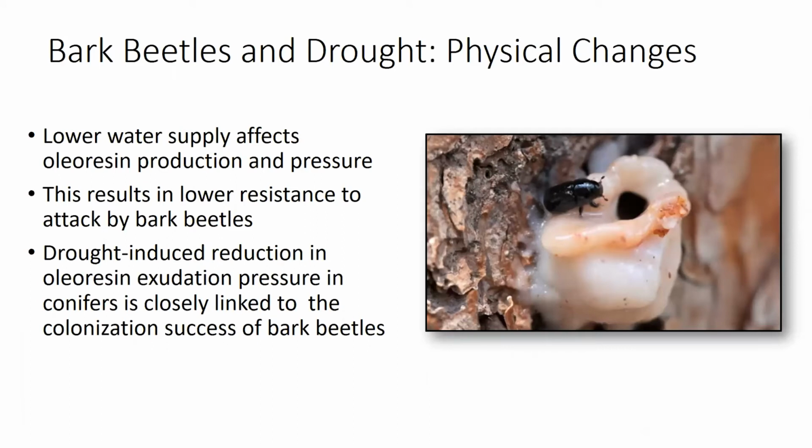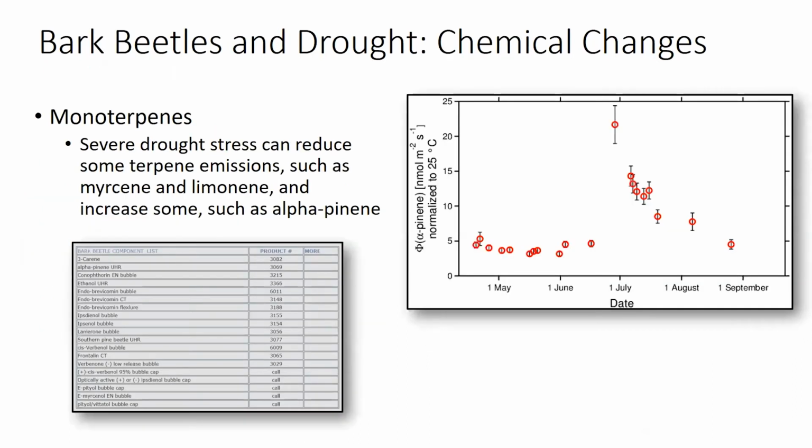So trees defend themselves mechanically by pitching out bark beetles that are trying to enter. If a tree is not receiving enough water, this lowers the production of the pitch and it makes it easier for beetles to enter the tree. Additionally, trees are using chemicals to defend themselves. So trees have chemicals in their resin called monoterpenes, and some monoterpenes attract beetles while others repel them. The ratio of these monoterpenes changes with the health of the tree.